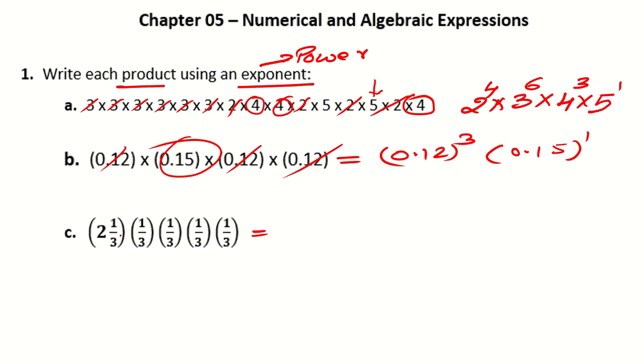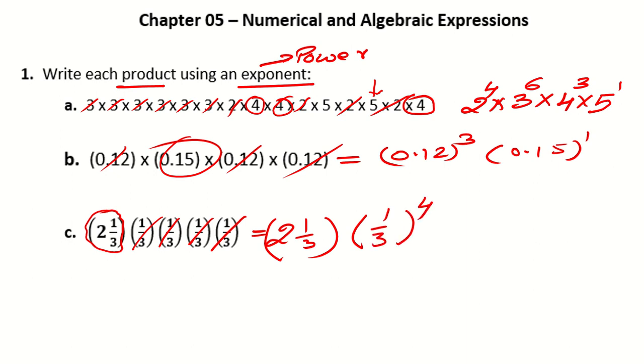Why? Because this 1 upon 3 is not separate. It is written with 2. So this is just one number. 2 whole 1 over 3 means this is a mixed fraction. So 1 over 3 will be counted only 1, 2, 3 and 4 times. So this number will be written separately, 2 whole 1 over 3, and then 1 over 3 to the power 4. Okay, this is the correct answer.